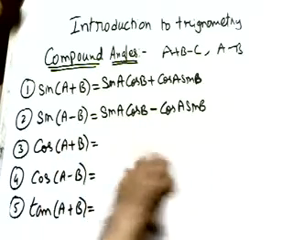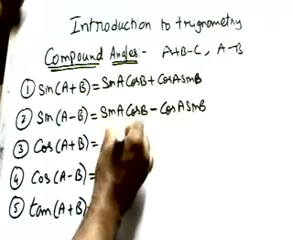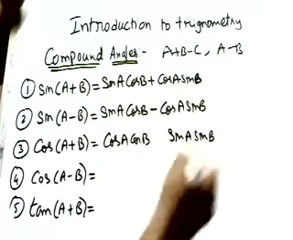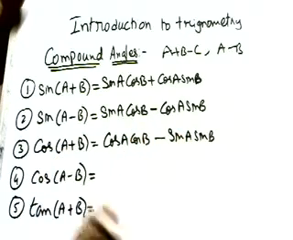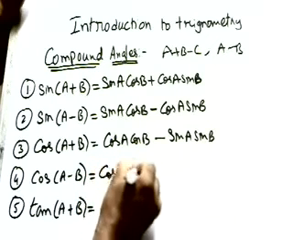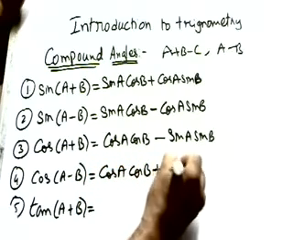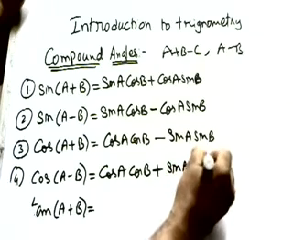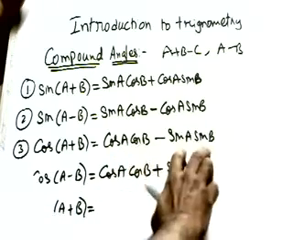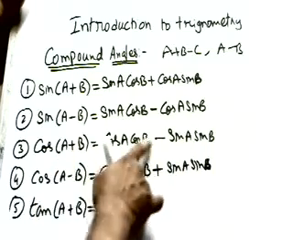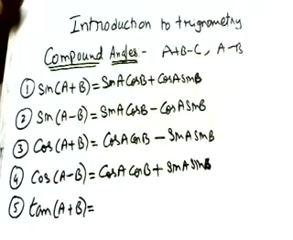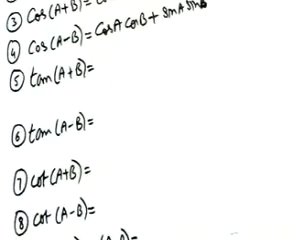So what is the difference in the cos formula? The cos formula is both cos, both sin: cos A cos B, sin A sin B. But in the cos formula, if we have plus, we have to use minus here. If we have minus, we have to use plus here. Cos A cos B plus sin A sin B. See here once more: cos A plus B is cos A cos B minus sin A sin B. For plus we use minus, for minus we use plus. So these are the two formulas for cos A plus B and cos A minus B.